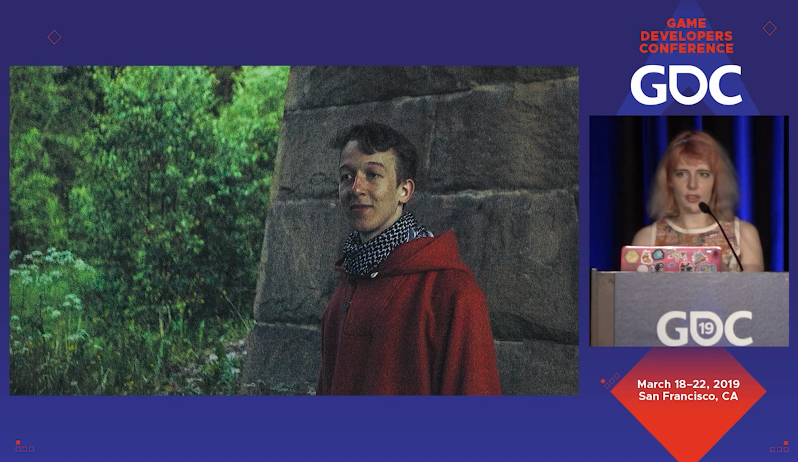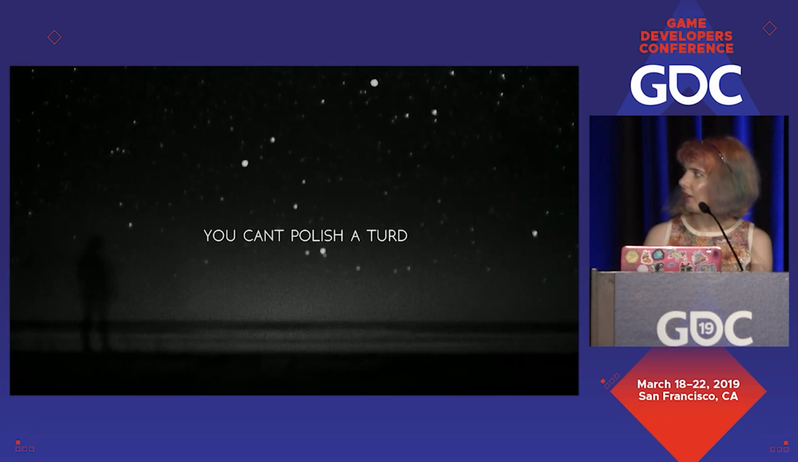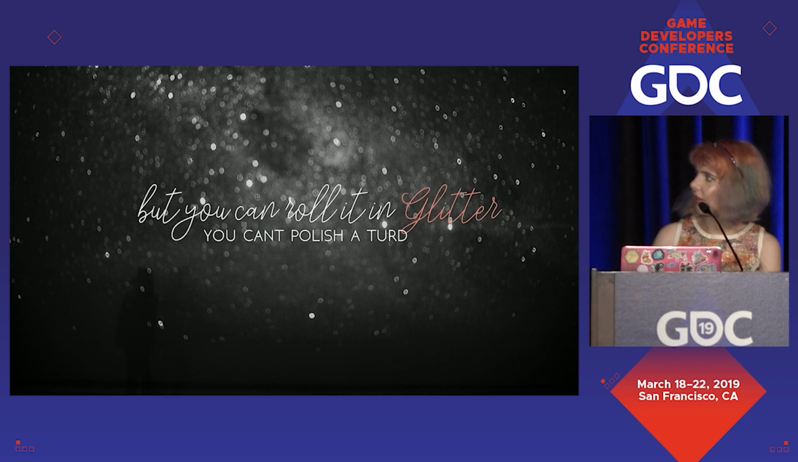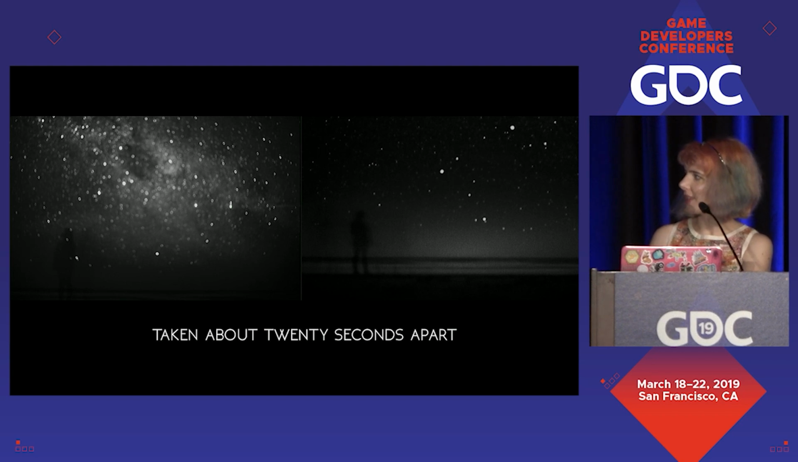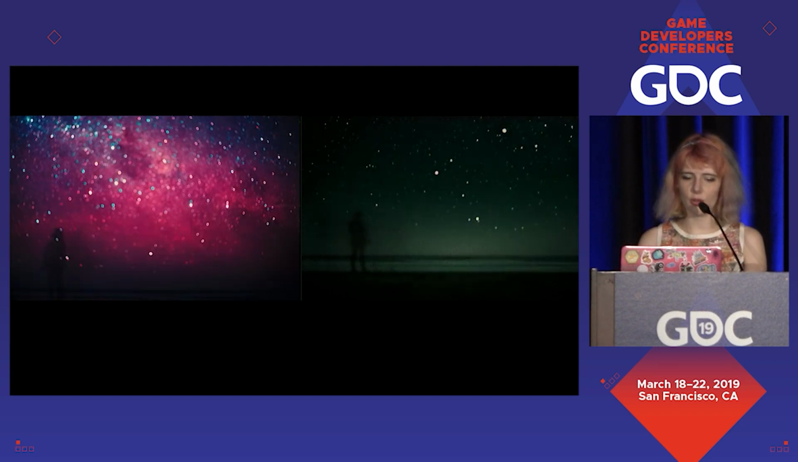So all my learning in photography has been through films. The way I started photography was getting inspired through cinema, and then through other mediums, and then eventually more abstract things. Because who says grading has to be realistic? So one thing about grading is you can't polish a turd, but you can absolutely roll it in glitter. So these two shots were taken about 20 seconds apart, but I have graded them two completely different ways. So you can really define a look just by tweaking the colors, and if that's all you do, you end up having a really easy way to get a look.